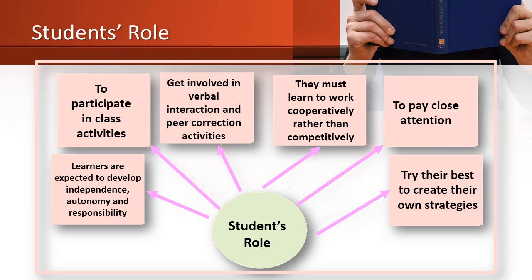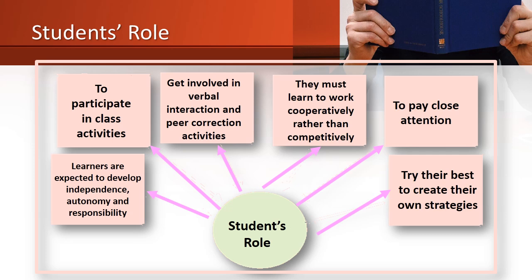They themselves will engage or get involved in verbal interaction and peer correction activities, because the teacher is silent but students are speaking among themselves and uttering some things. That's why this active participation will help them a lot to learn a language.